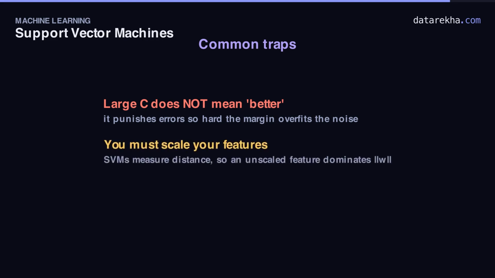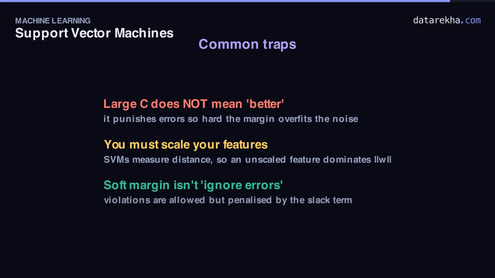Trap 2, forgetting to scale. Because the margin is built from distances, a feature measured in thousands will swamp one measured in fractions. Always standardize your features before training, or the boundary is warped by units alone. Trap 3. Thinking a soft margin just ignores mistakes. It doesn't. Every violation costs, through its slack variable in the objective. The errors are controlled and paid for, never waved away for free.